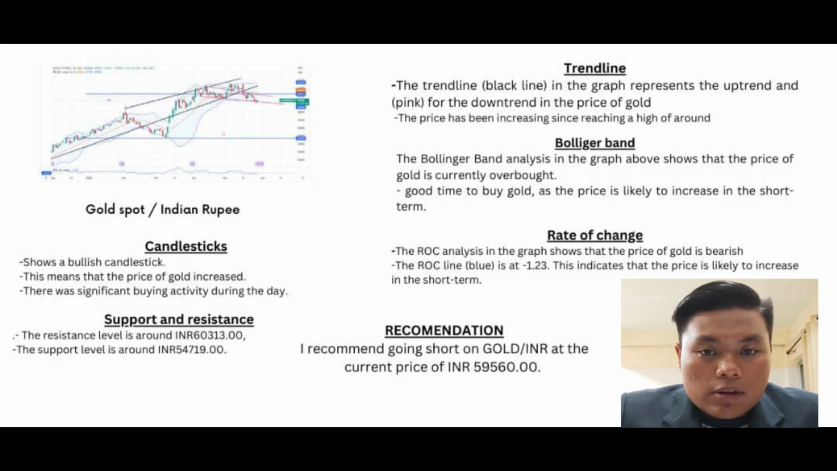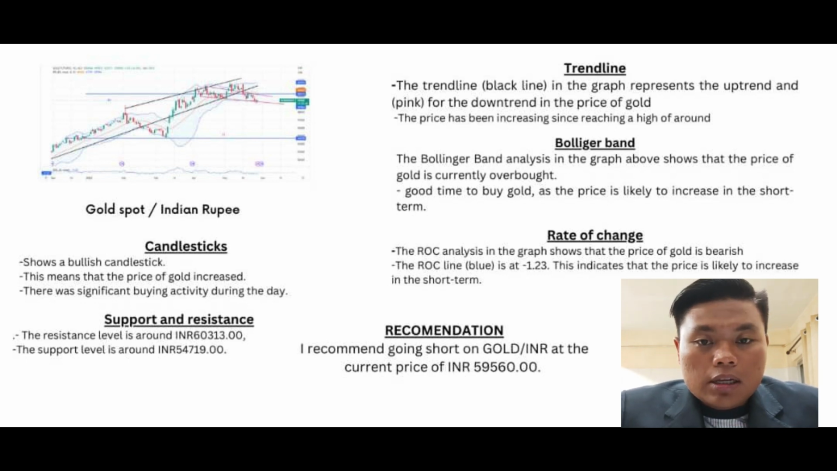So the second one is for the support and resistance. The resistance is around 60,313 Indian rupee, and the support one is 54,719 Indian rupee. The third one for the trend line. The trend line for the black line in the graph represents the uptrend, while the pink line represents the downtrend in the price of gold. So the price has been increasing since reaching a high of around.